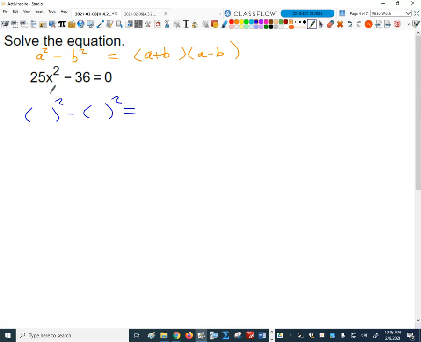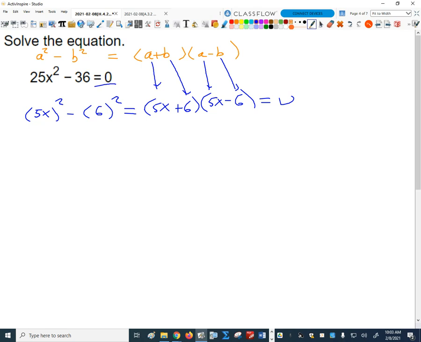Well, we can. What do we square to get 25x squared? Good, the quantity 5x, and then 36 is just 6 squared, right? And so this fits our pattern. a is 5x in this case. b is 6, so 5x plus 6 times 5x minus 6. And that whole thing is equal to 0, right?